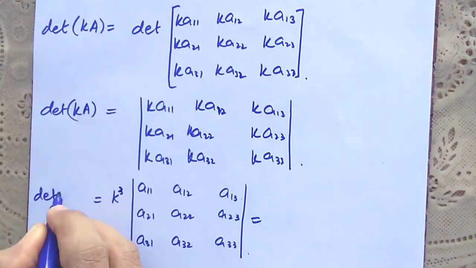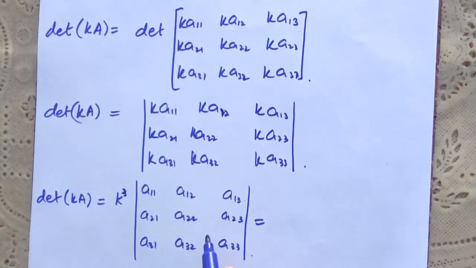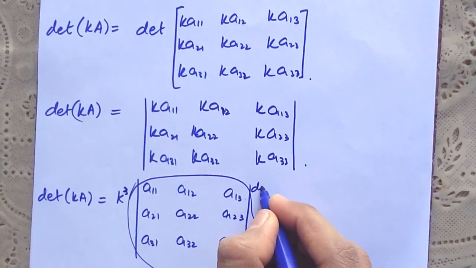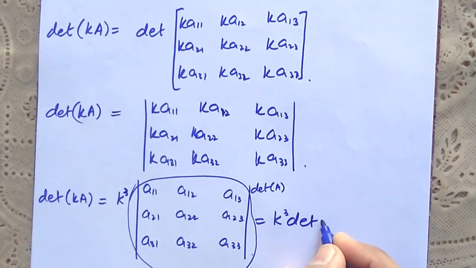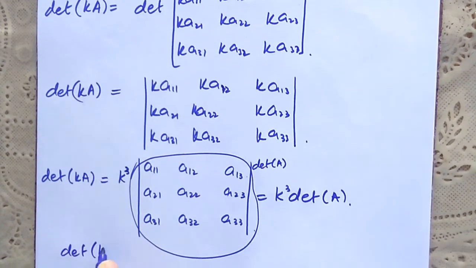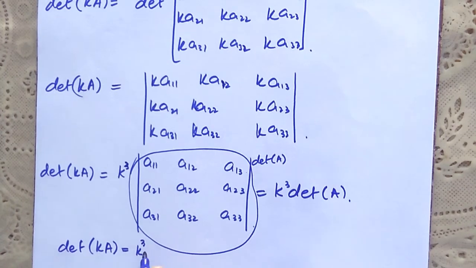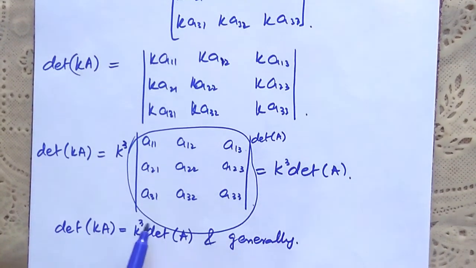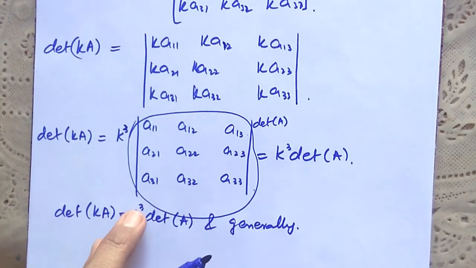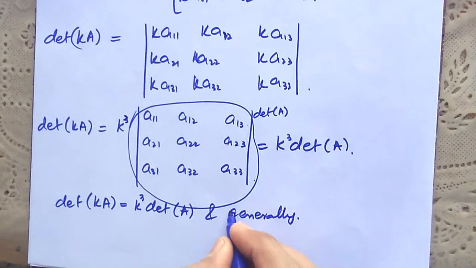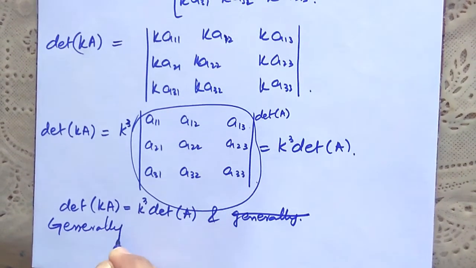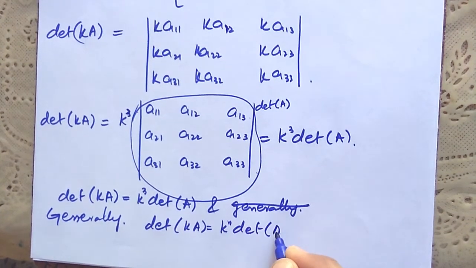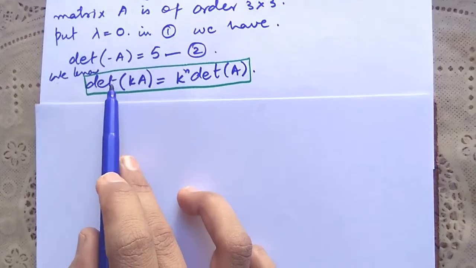It means determinant of k times A is equal to k cube times determinant of A. And because it was a 3 by 3 matrix, determinant of k times A is equal to k cube times determinant of A. So generally, determinant of k times A is equal to k power n times determinant of A. Right. So use this property in equation 2.